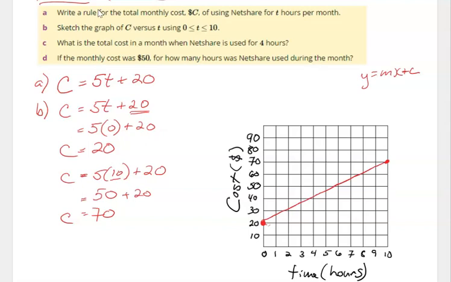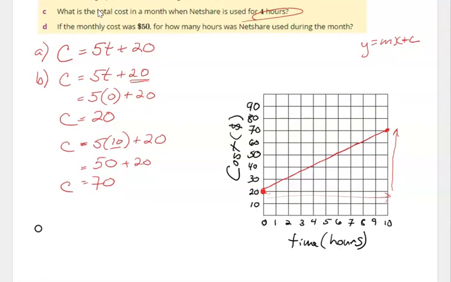And so you can see, if you look at it, the gradient is 5 because our rise, it's not 5 but 50, and our run is 10. So 50 over 10, 5 over 1, it's 5. So now what's the total cost if we're using it for 4 hours? I think you can see where I'm going here.